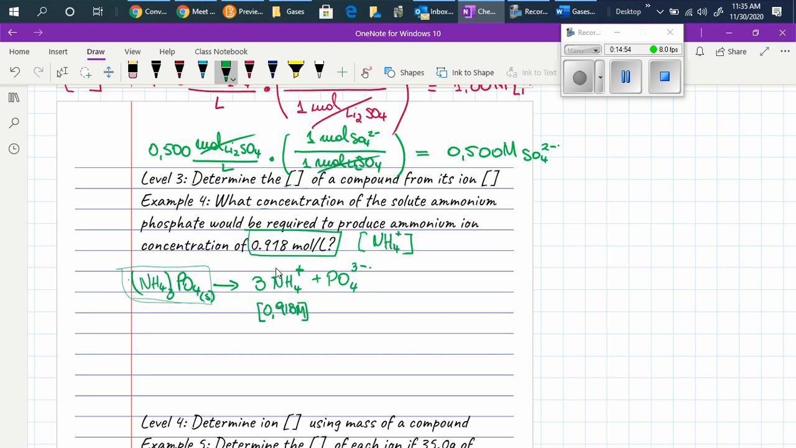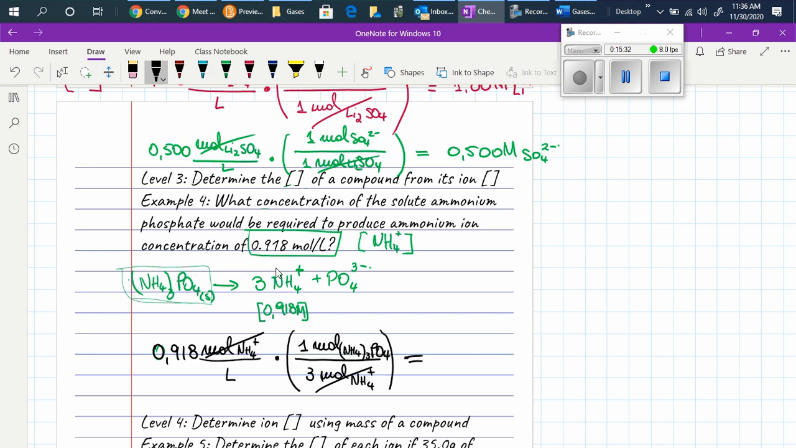And we are looking for the concentration of the compound. So we'll start with what is given, 0.918 moles of ammonium ion over liter, times, using the molar ratio, 3 moles of ammonium ion and 1 mole of ammonium phosphate. So moles of ions cancel out, and 0.918 divided by 3 is 0.306 molar concentration of ammonium phosphate.